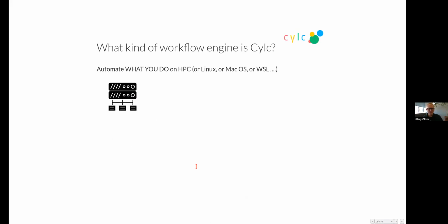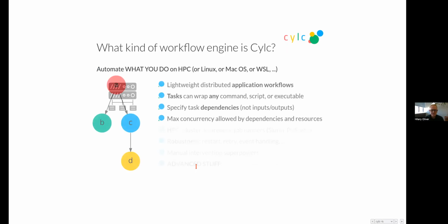So what kind of a workflow engine is it? Well, basically, it's designed to automate what you do on an HPC system or Linux, or even Mac OS. What do I mean by that? Well, you run commands and you manage processes, you move files around, that sort of thing. You submit jobs to a resource manager like Slurm or PBS, Slurm on the NeSI systems. And Cylc does that for you.